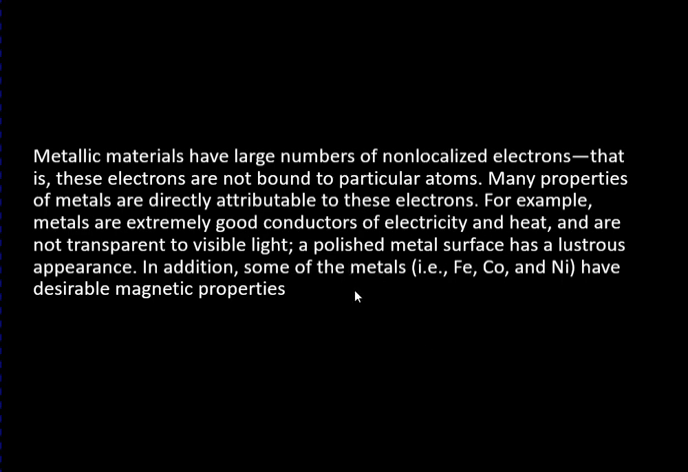Since electrons of metals are not localized, they have the ability to flow, to move. That is why metals are good conductors of electricity. Many properties of metals are directly attributable to these electrons. For example, metals are extremely good conductors of electricity and heat due to their mobile or non-localized electrons, right?